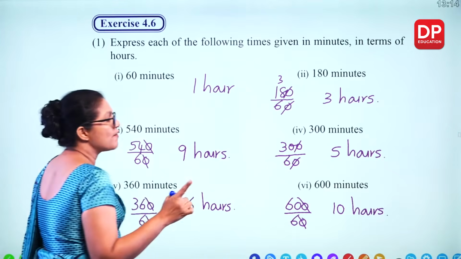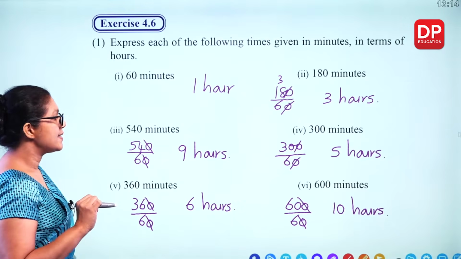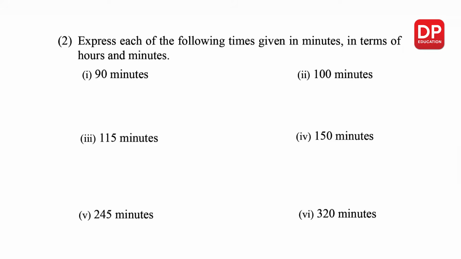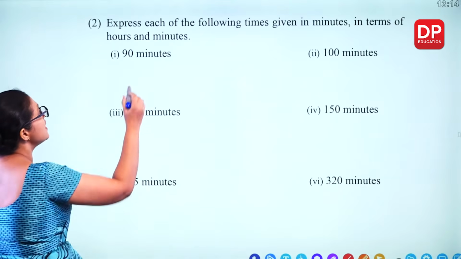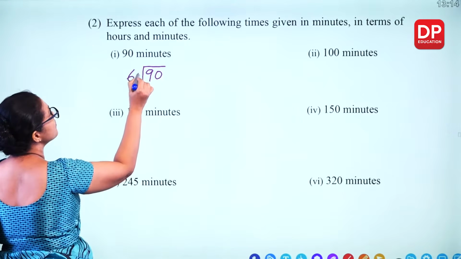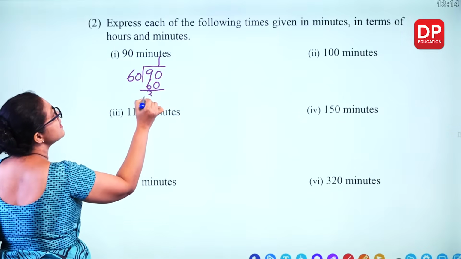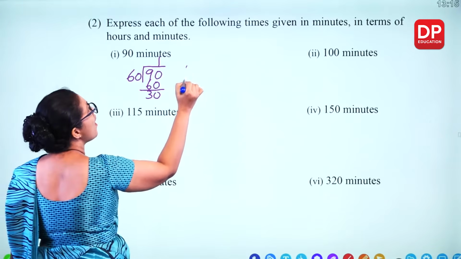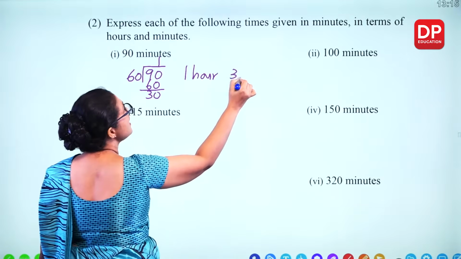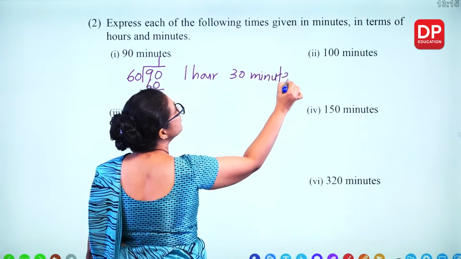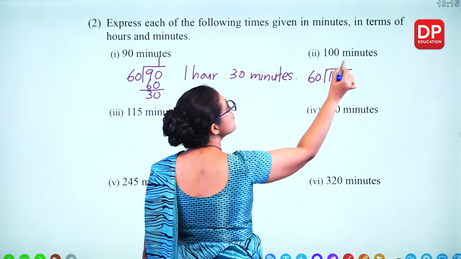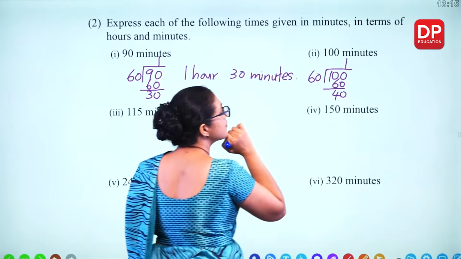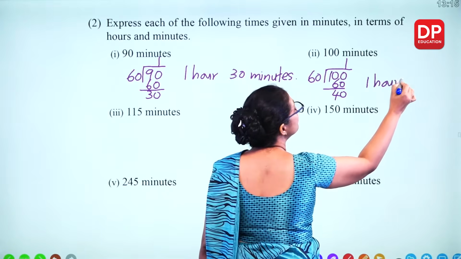So to convert to hours from minutes, we divide by 60. Express each of the following times given in minutes in terms of hours and minutes. So you have to divide and find out the remainder, and you can write that one in minutes. 90 divided by 60. 60 times 1, 60. The remainder is 30. So 1 hour and 30 minutes. 100 minutes. 100 divided by 60. 60 times 1, 60. 40 remaining. So 1 hour, 40 minutes.